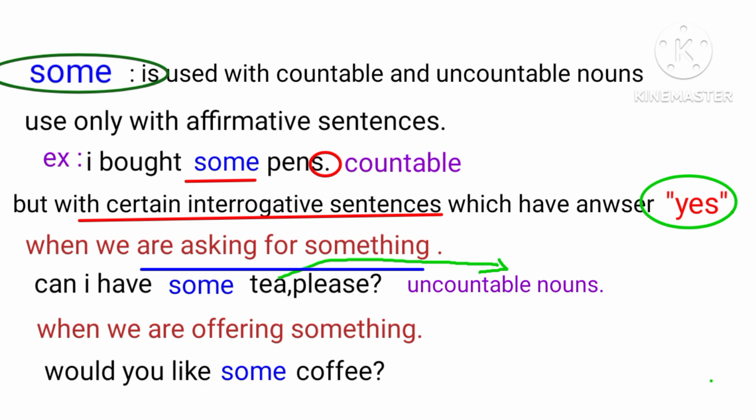Uncountable noun, tea. We use the quantifier some, and the answer to the sentence here is yes or no. In this interrogative sentence we used some.